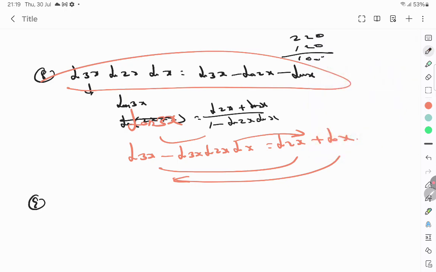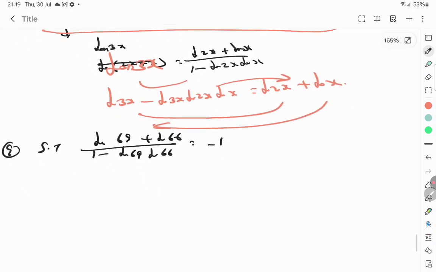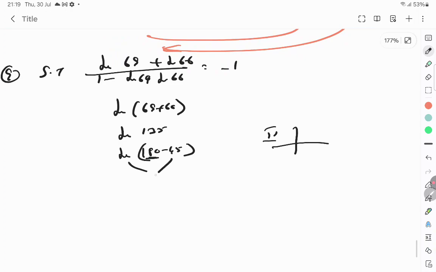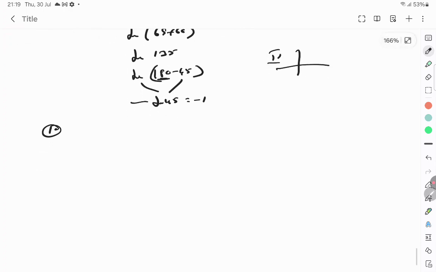It's the ninth question. Show that tan 69 plus tan 66 by 1 minus tan 69 tan 66. It's like tan A plus tan B by 1 minus tan A tan B. I have to prove it to be equal to minus 1. So it's tan of 69 plus 66, which is tan of 135, which can be written as tan of 180 minus 45. You know, it's the second quadrant where only sine can be positive, even integral. So minus tan 45, therefore the answer is minus 1. Let's go to the next question.